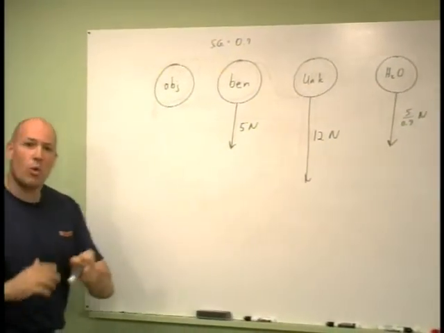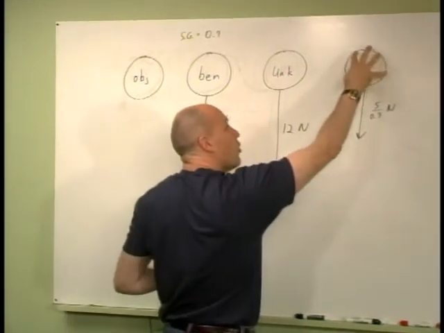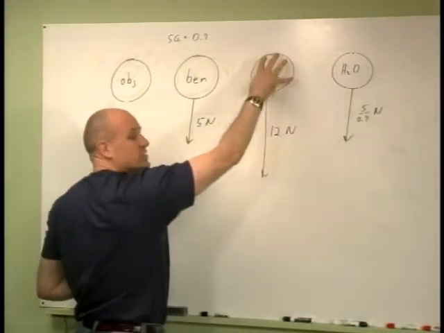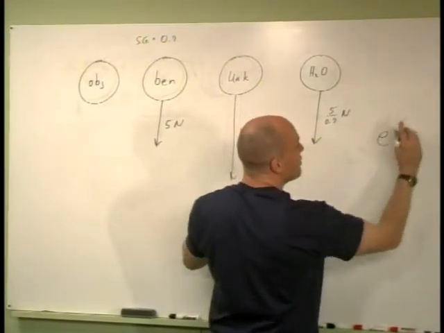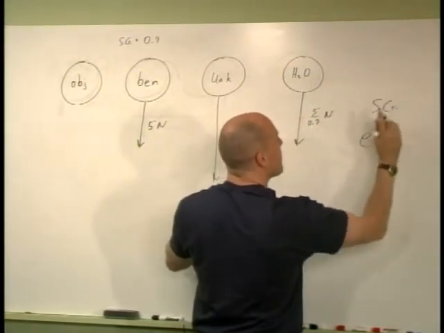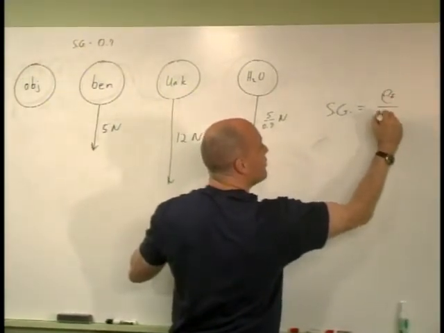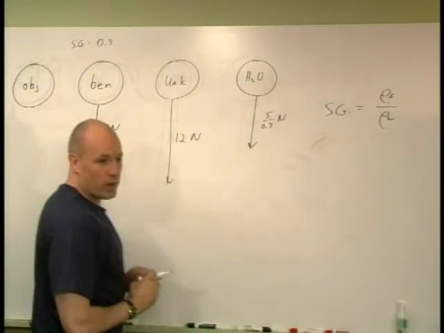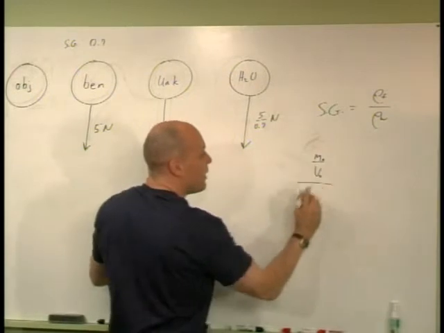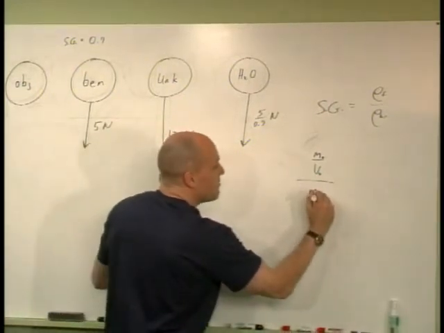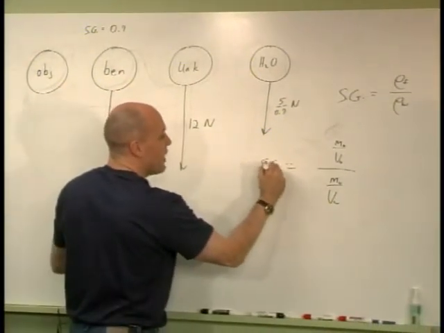Okay. Now they're asking me the specific gravity of my unknown. What I have here is a comparison of the weight of this volume of water compared to the same volume of my unknown. And specific gravity, as we know, equals the density of some fluid or object divided by the density of water. And we know that density is mass over volume. So mass of the object over volume of the object, or fluid, divided by mass of water over volume of water. This is specific gravity.